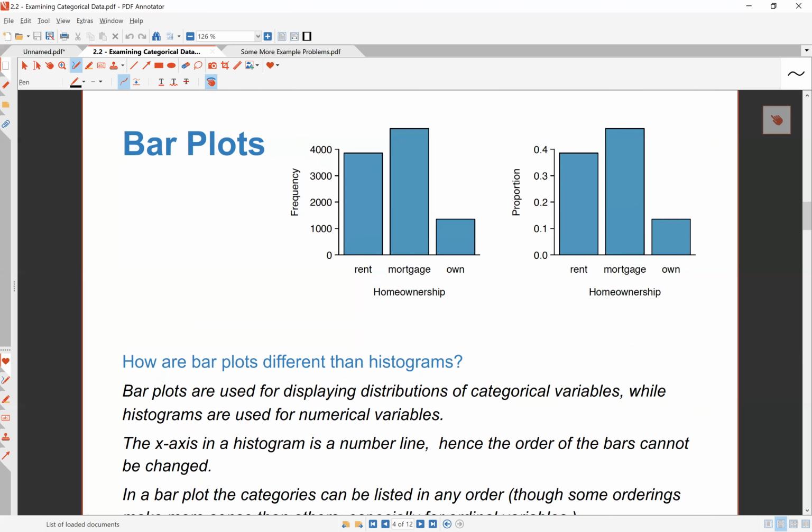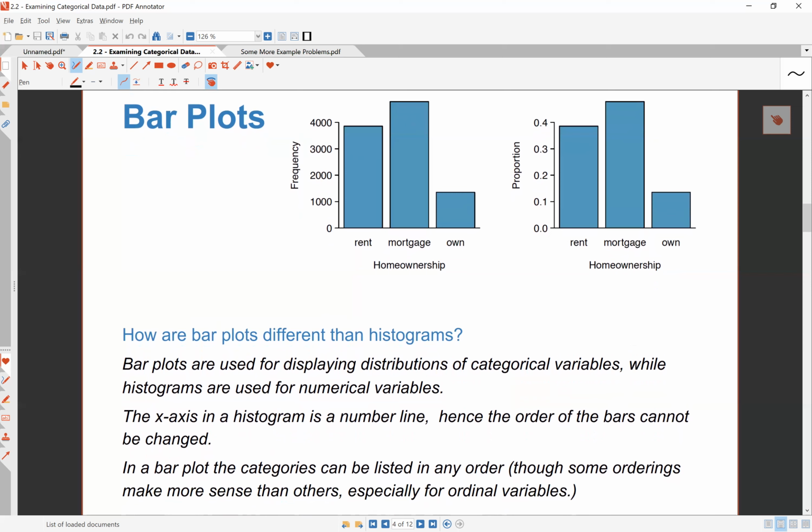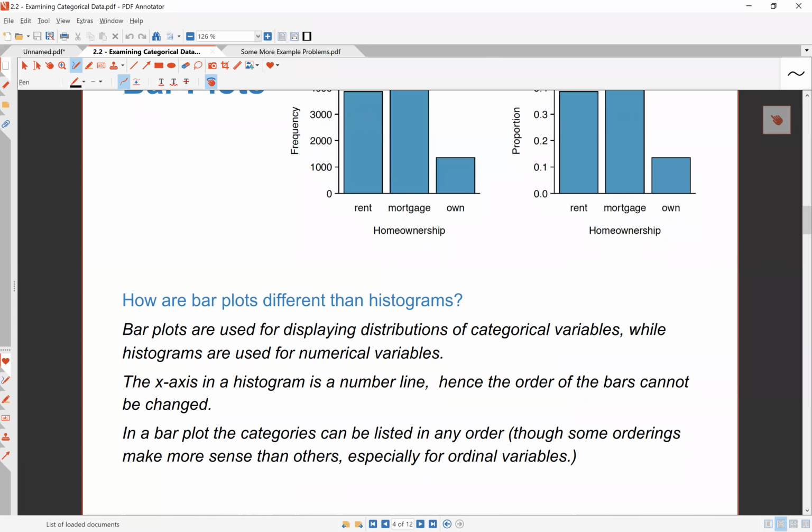The other thing to note with the categorical variable is most of the time, the ordering of the categories on that x-axis is not important. In the example, it wouldn't matter if you put the own category first or if you put the mortgage category first. There are instances, we had talked some about ordinal variables. Ordinal variables tend to have a natural way of ordering the categories. And so if it's ordinal, you probably want to arrange the categories with that natural ordering. But in a lot of instances, it's not going to matter.